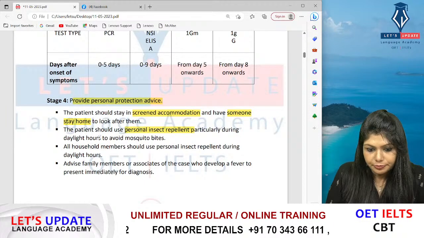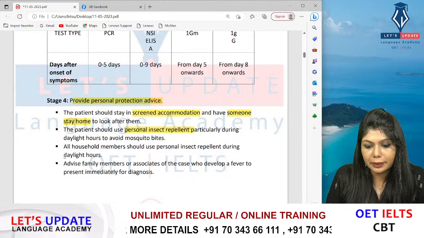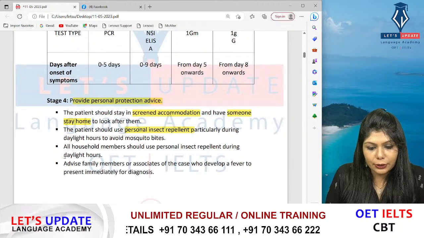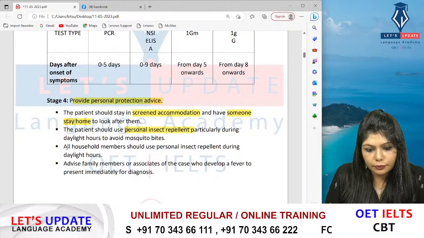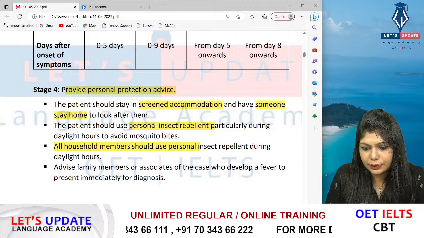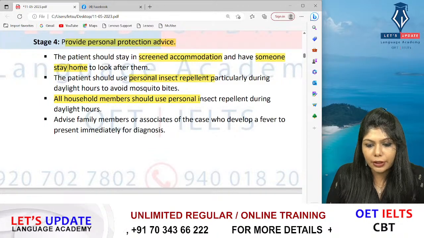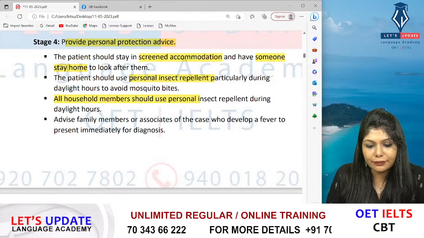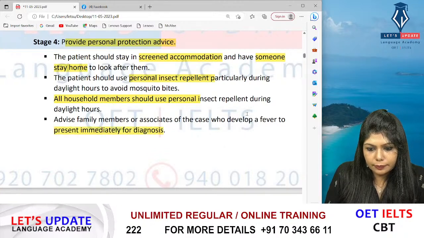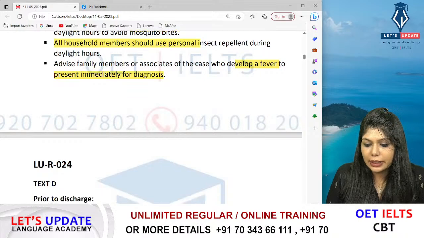And the next point is all household members should use personal insect repellent during daylight hours. Okay, and not just the patient. Hope this is visible to you. Yeah, and the last point, advise family members or associates of the case who develop a fever to present immediately for diagnosis. Okay, so that is the kind of information in part C.